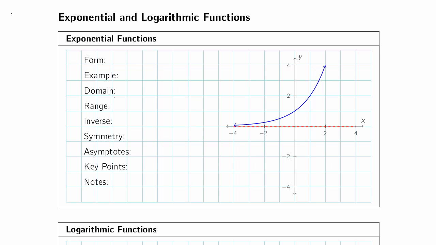First of all, I'm going to say that the basic form of an exponential function is f of x equals b to the x, where b is greater than 1. Remember, we initially defined these to have a base either between 0 and 1 or greater than 1. But I'm going to claim that the base greater than 1 is the basic form.